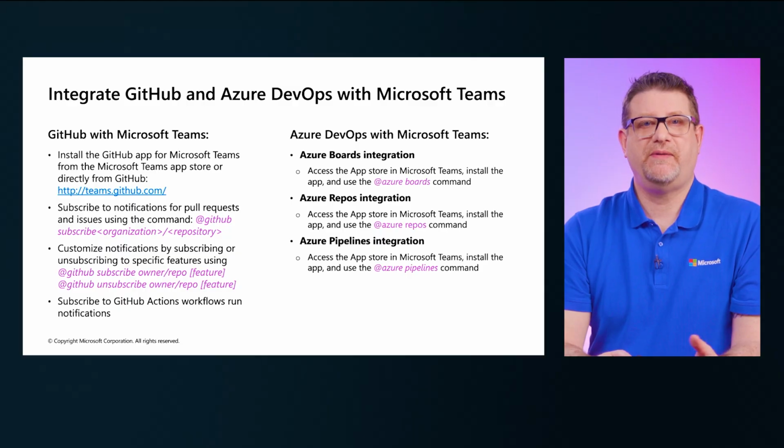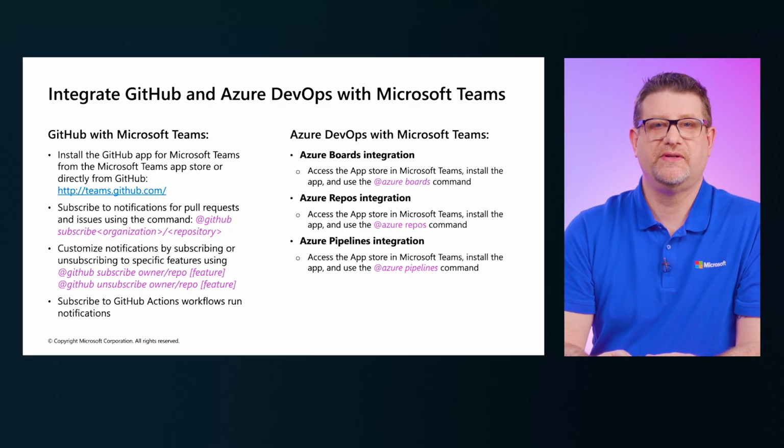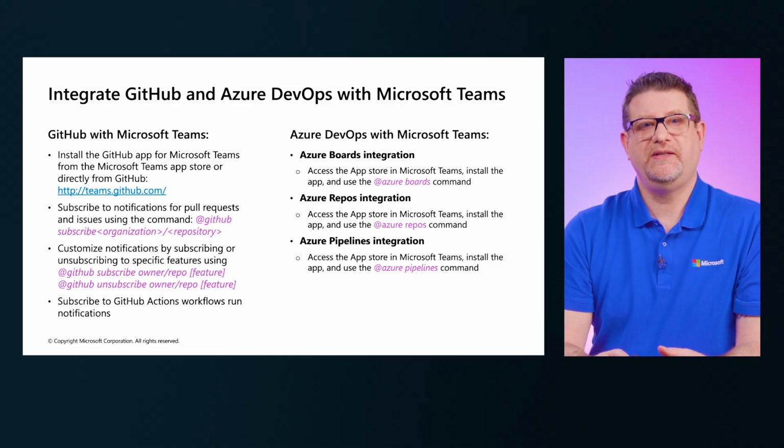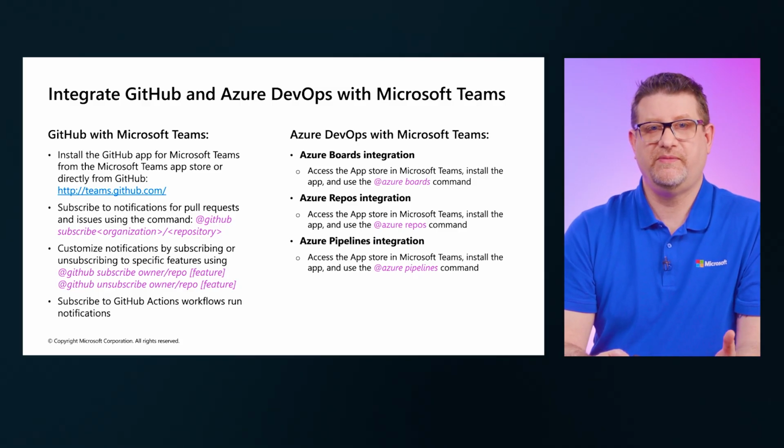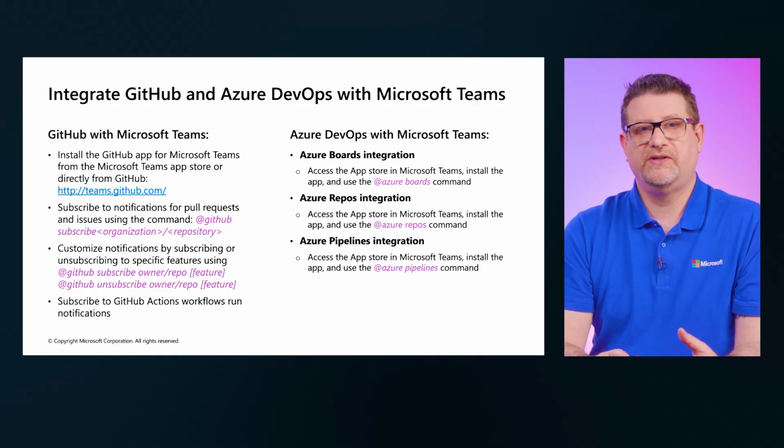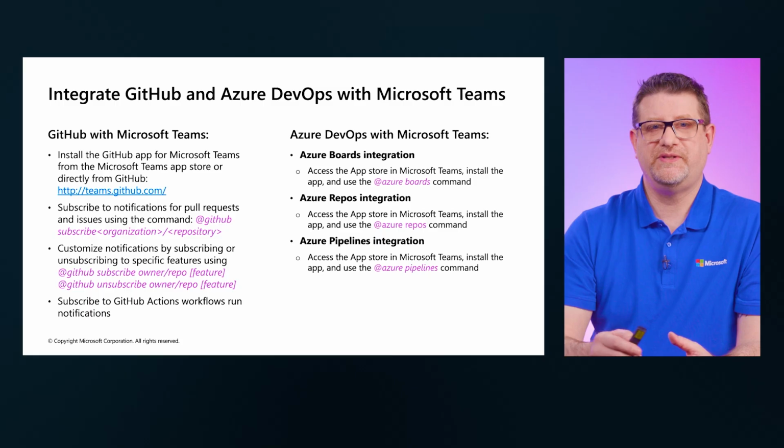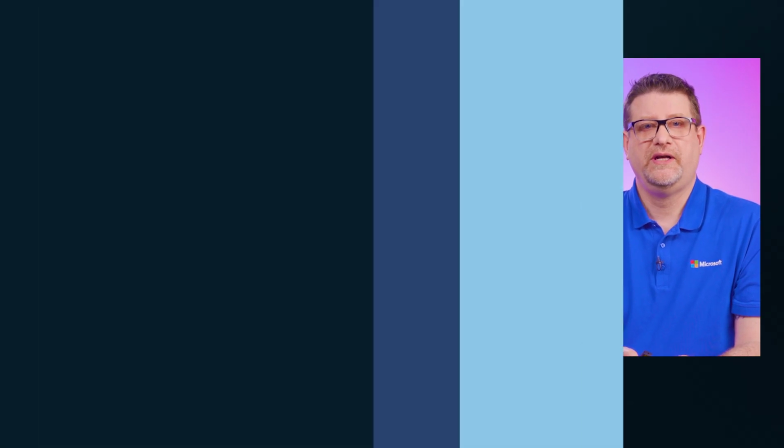Integrating GitHub and Azure DevOps with Microsoft Teams brings development workflows directly into our team's daily conversations. By installing the GitHub app in Teams, we can subscribe to get notifications for pull requests, issues, and even GitHub Actions workflows, all within our chat environment. This means we're instantly alerted to important updates and can customize which notifications we want to receive and never miss a beat when collaborating on code.